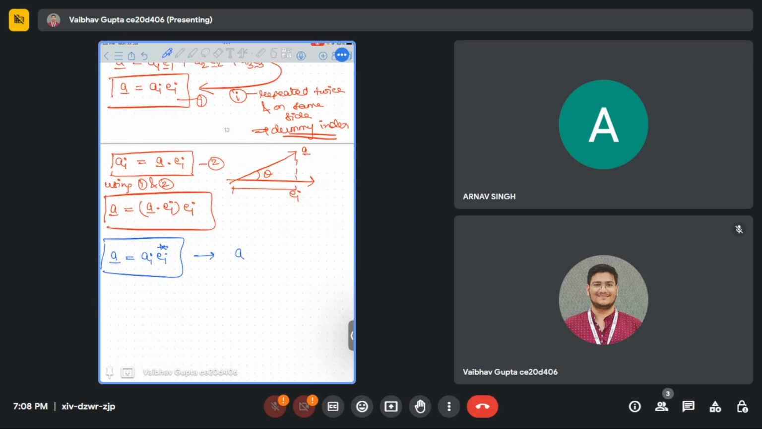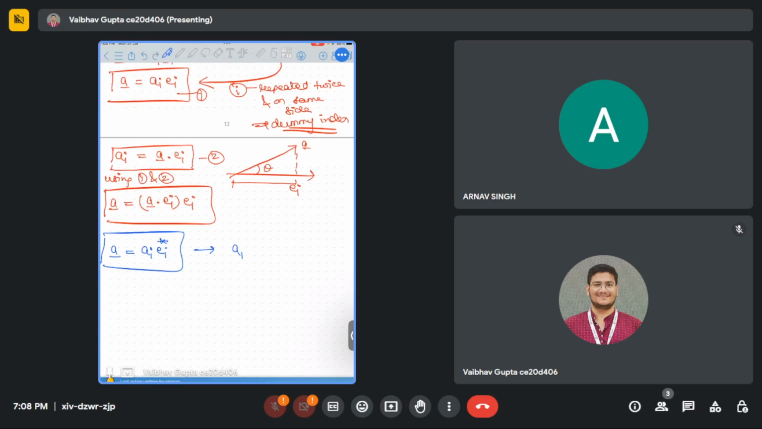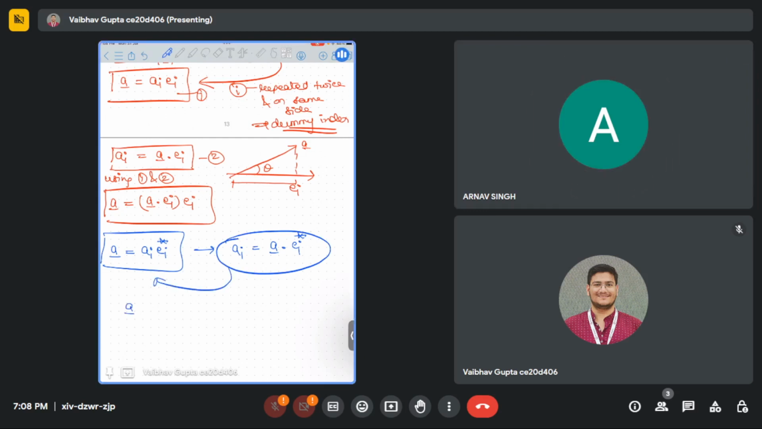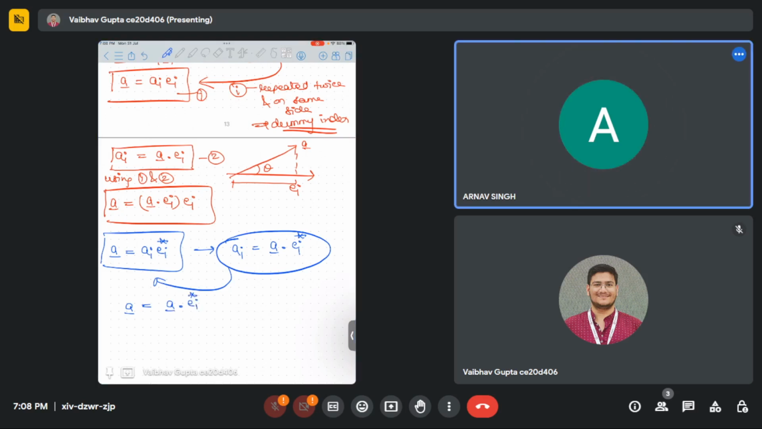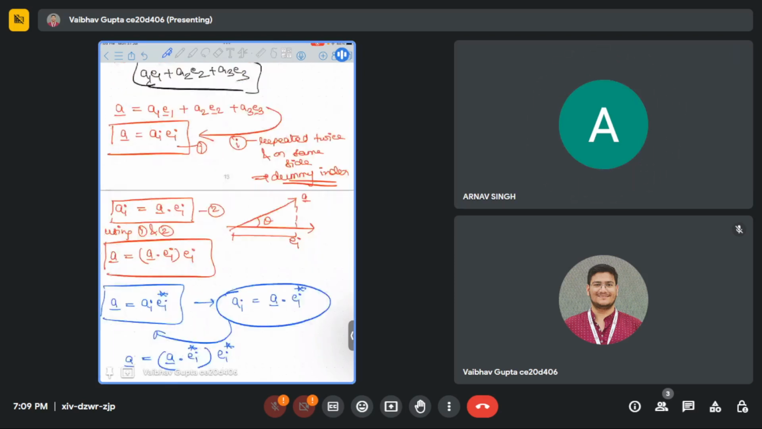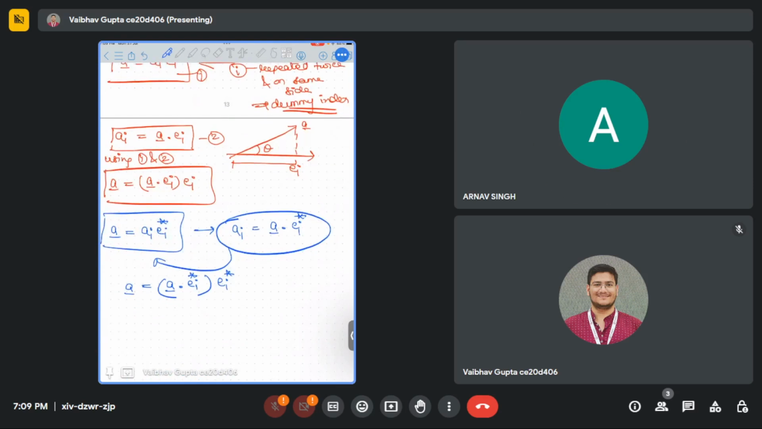Similarly here, what is the A vector? What is AI? It is nothing but the projection of vector A on EI star, same thing as we did before. So if you put this here, what will the A vector become? A dot EI star into EI star. Now you will see why we are using E1, E2, E3, because we are using I here.